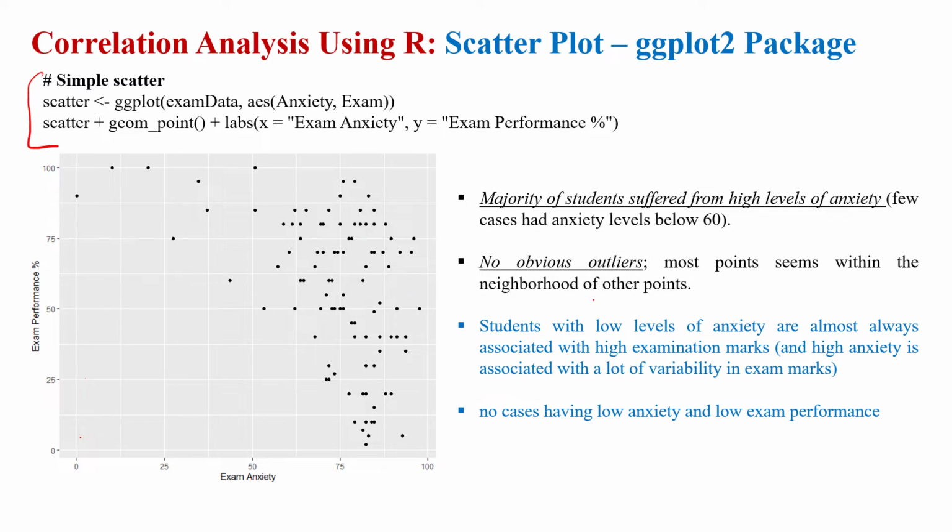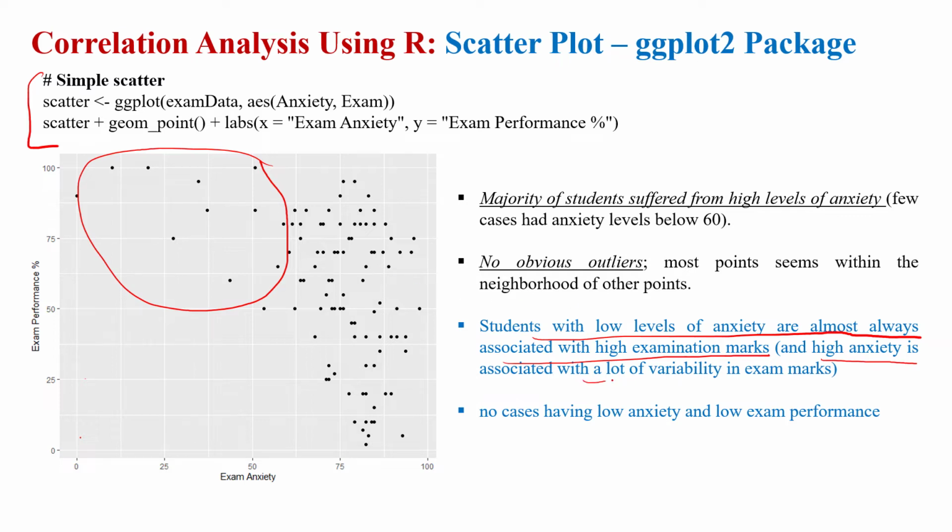The next thing we can see is that the students with a low level of anxiety are almost always associated with a high exam mark score. So if your anxiety level is low, your exam performance is quite good. Furthermore, with high anxiety there is a lot of variability in terms of exam performance. We can see that there is a lot of variation in the results. Furthermore, there is no such case where we found low anxiety and low performance, no such data point. So if there is anxiety, it might be possible you perform better or maybe lower, but there is a lot of variation depending upon the student.